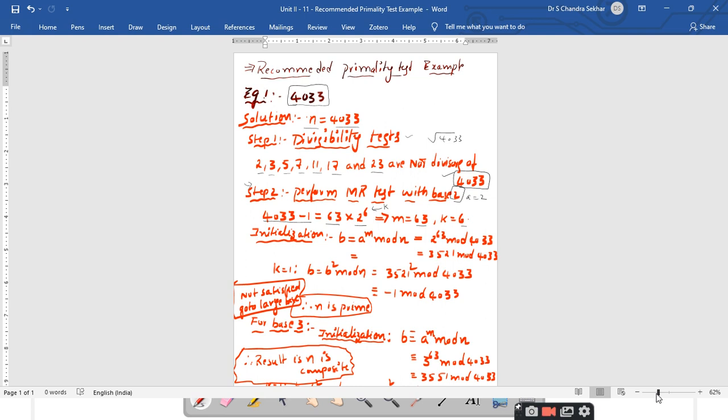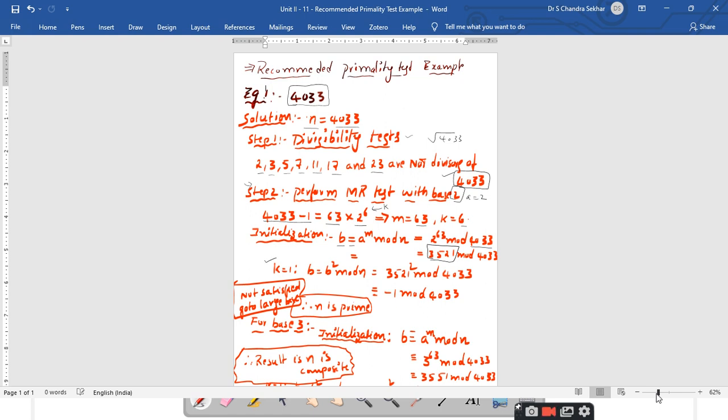So initially I calculate the value of b, which is b congruent to a power m mod n, that is 2 power 63 mod 4033. If you simplify 2 power 63 mod 4033, we get the value 3521, which is not equal to 1. If it is equal to 1, then we can say that it is a prime number, but it is not equal to 1. Therefore, we go to the loop.